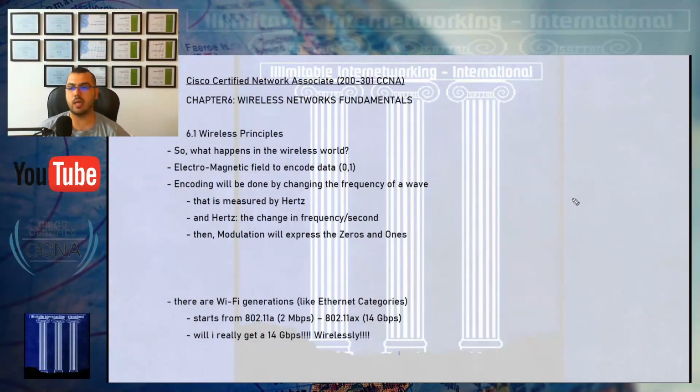Okay, so welcome again. What we will discuss in the first slide of this chapter is the wireless principle. The first thing to talk about is what happens in the wireless world: a magnetic field is generated in the air to encode data, and by data we mean the zeros and ones.